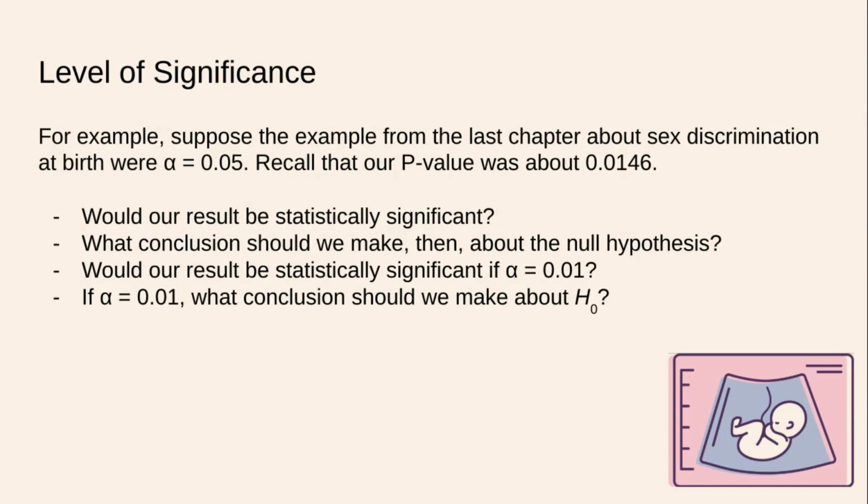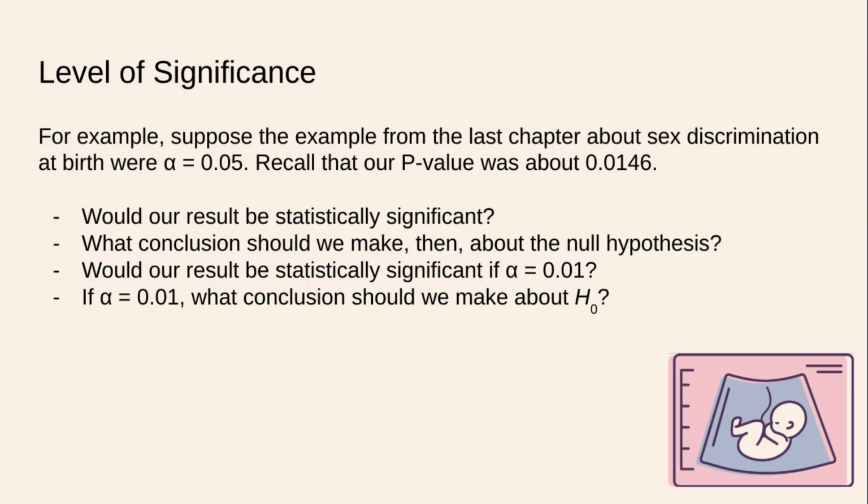So, let's go back to a prior scenario. Suppose the example from the last chapter about sex discrimination at birth were alpha equals 0.05. Remember that our p-value was 0.0146. It was about 1.5%. So, would our result be statistically significant?